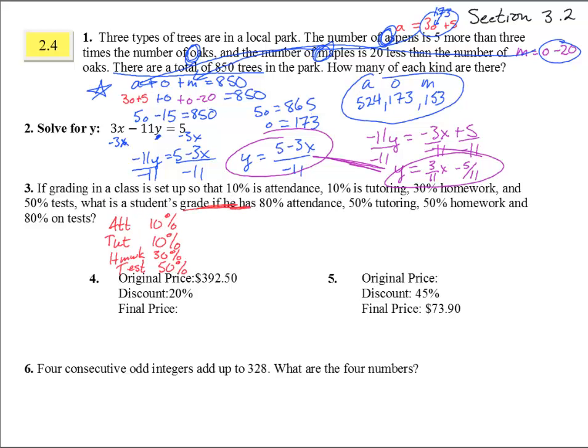So of this 10%, it says he got 80% on that. This is his actual grade. So he got 80% of that 10%. He says he got 50% on the tutoring, 50% on the homework. Oh, that guy was slacking like crazy, and 80% on tests. But he kind of understood the material fairly well.